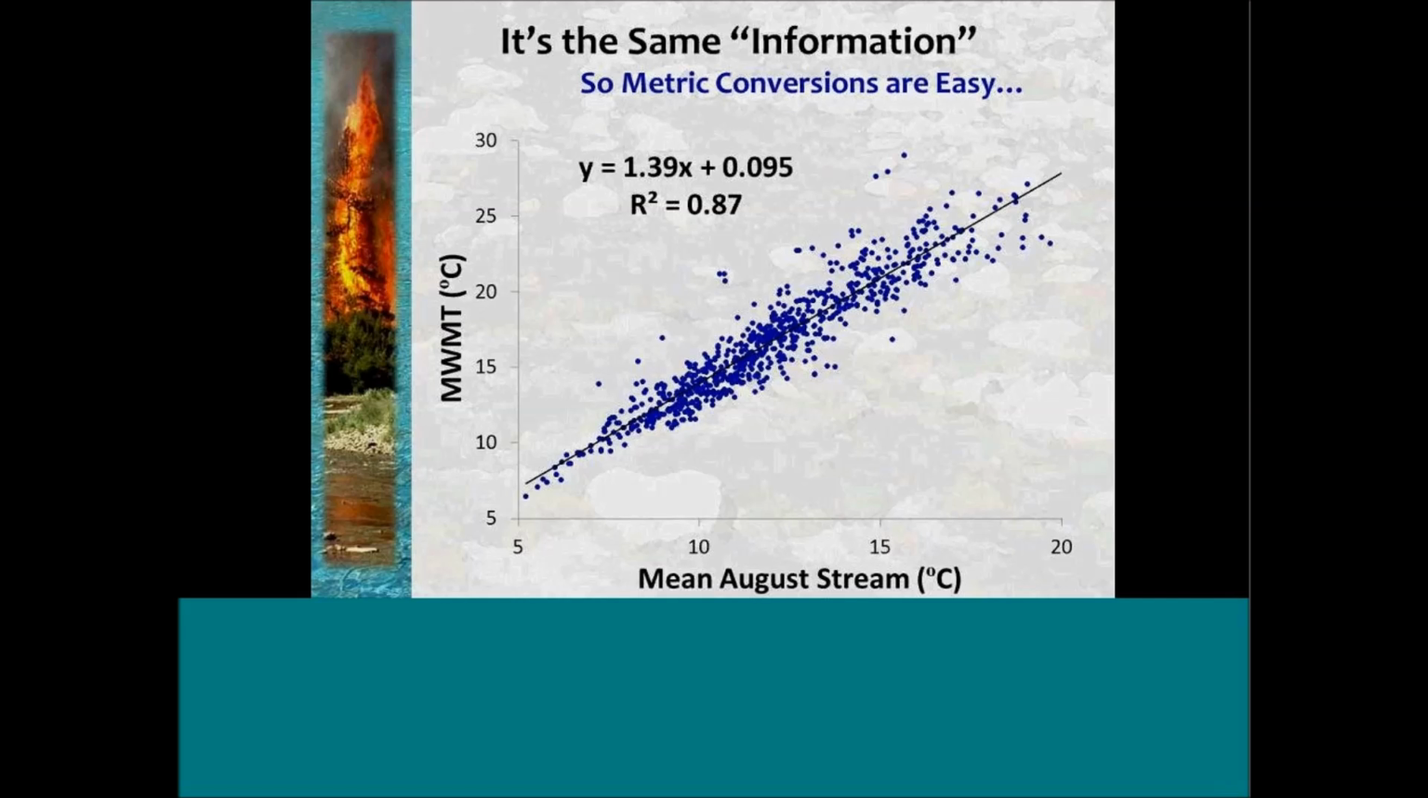We can call it whatever we want, but we're really dealing with the same information. And for that reason, you can convert from one metric to another fairly simply just by building a simple regression model to make that conversion between one and the other.